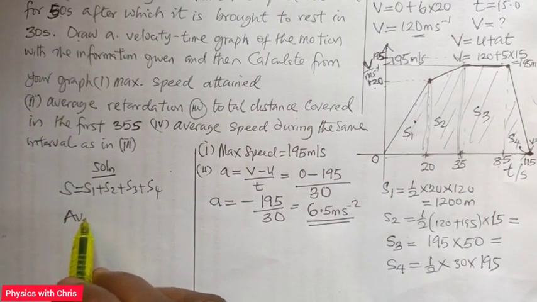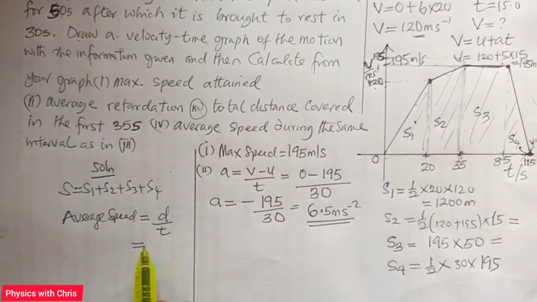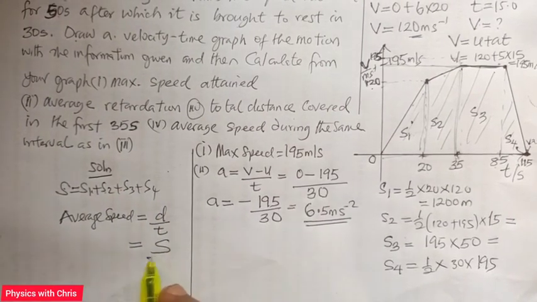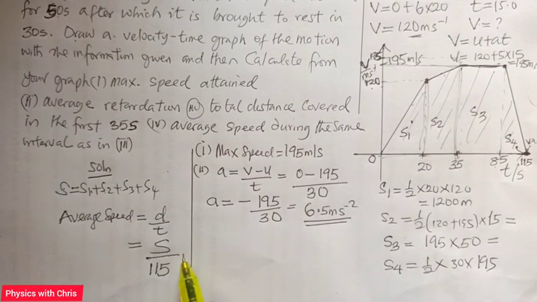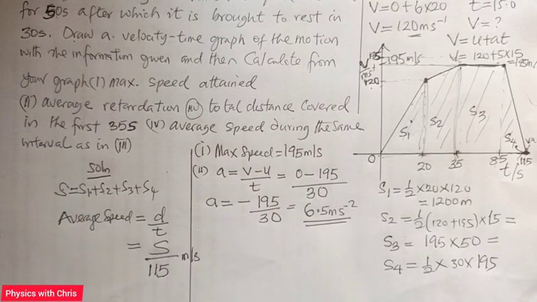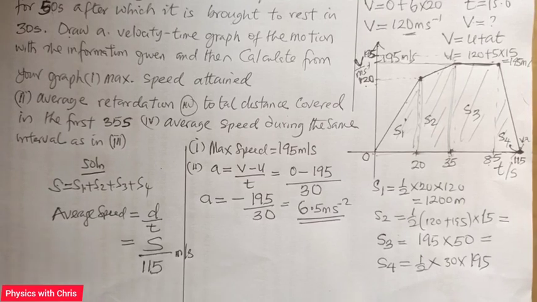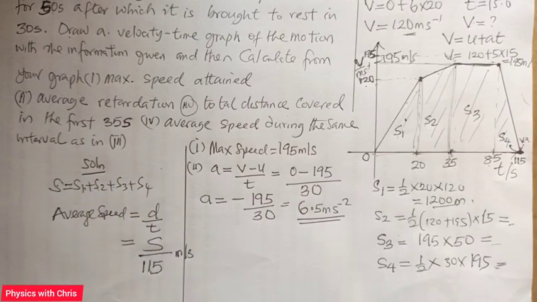So finally my average speed. Of course, you know that we define average speed as total distance covered over total time taken. So my S, which is the sum of S1 plus S2 plus S3 plus S4, gives the total distance over the total time taken, which is 115 seconds. By the time you add up all the times indicated in the question, that gives you the average speed in meters per second. We always see that the average speed is not the same as any of these speeds, especially it's not the same as the maximum speed attained. So just use your calculator to get all these values, input them here, add them together, and then determine your average speed, total distance over total time taken.